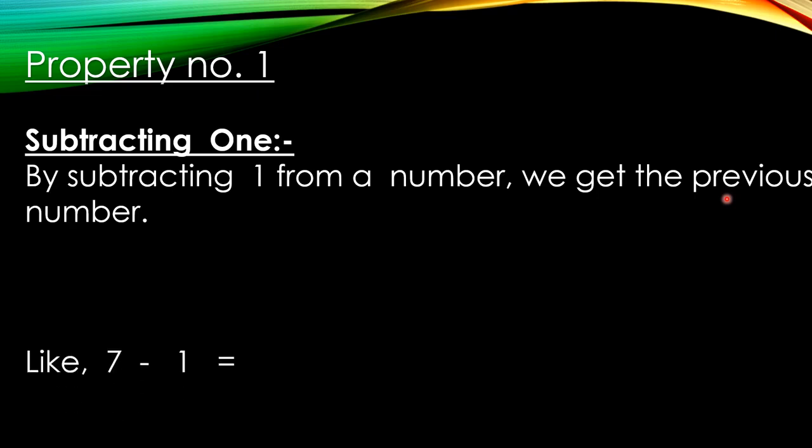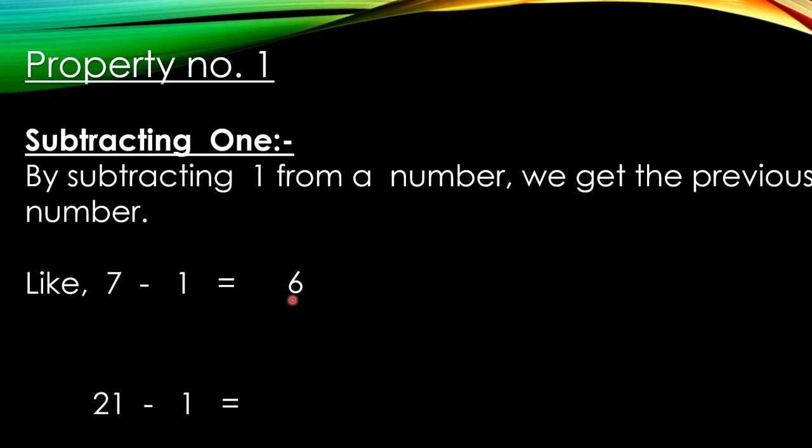Let's see how. Like 7 minus 1. So beta, here we are subtracting 1 from 7. So we will get the previous number of 7 and that is 6. So our answer is 6. Understood? Here 21 minus 1. So what is the previous number of 21? That is 20. So our answer is 20.